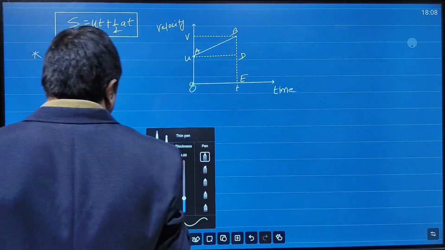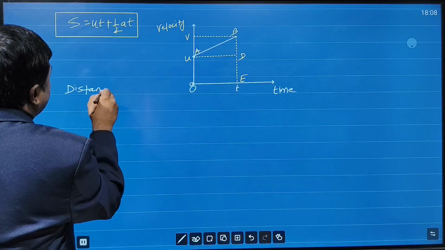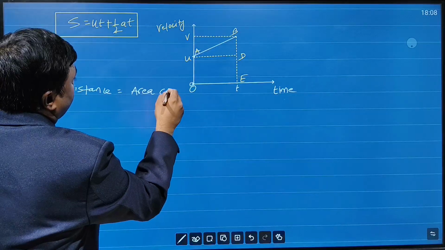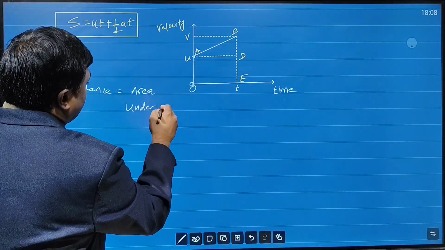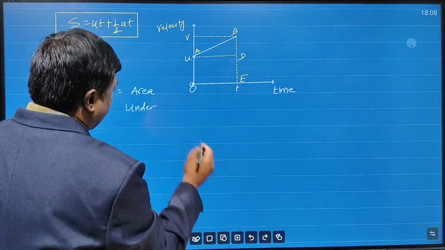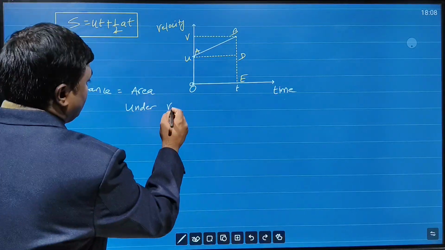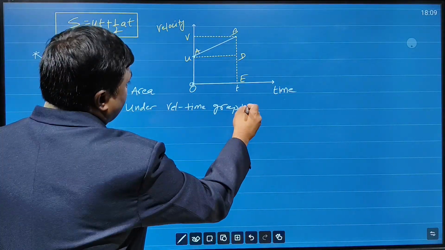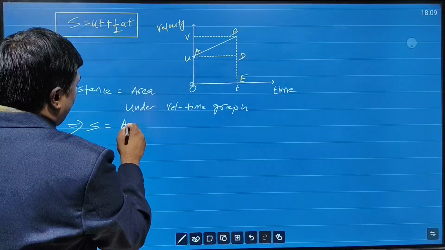So first thing we are going to write: distance is equal to the area under the graph. Which graph? The velocity time graph. Area under the velocity time graph. This is the VT graph, or you can write it in full, velocity time graph. Am I clear?